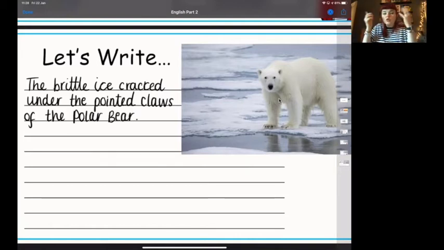So if you close your eyes, you can kind of see that happening. You can see that ice being broken up because of the weight of the polar bear and its pointy claws, okay? Now, let's have a look at her fur. Let's see how I can describe it. It looks very wet. So maybe I can start this part of my poem with her wet fur.